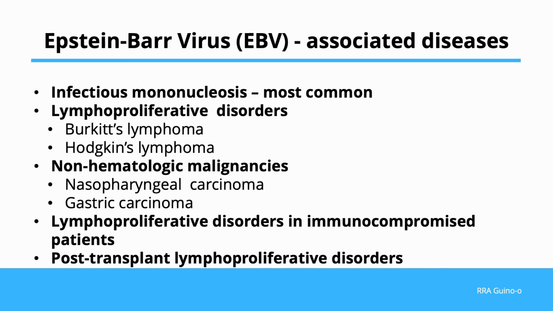Let's now take a look at the different diseases associated with your EBV. The most common disease is infectious mononucleosis, otherwise known as mono or kissing disease. Other diseases include your lymphoproliferative disorders like Burkitt's and Hodgkin's lymphoma, and even non-hematologic malignancies like your nasopharyngeal carcinoma and gastric carcinoma. It can also cause lymphoproliferative disorders in immunocompromised patients. For example, in patients with AIDS, you will often notice that they have nervous system lymphomas that are associated with your EBV. And they can also cause post-transplant lymphoproliferative disorders.